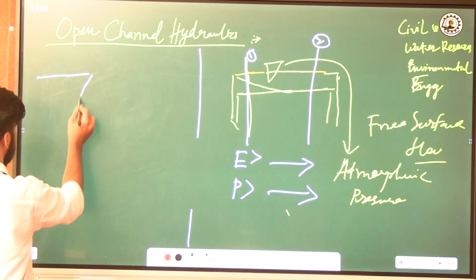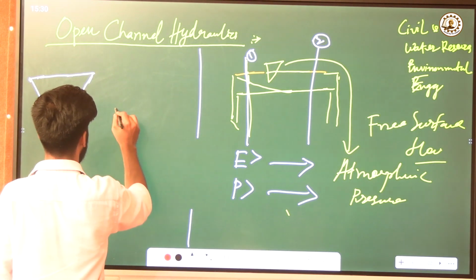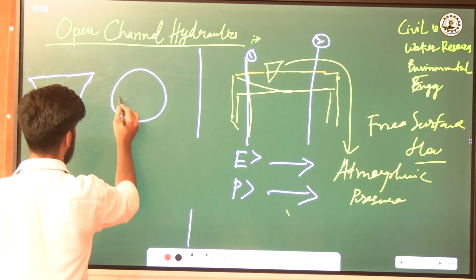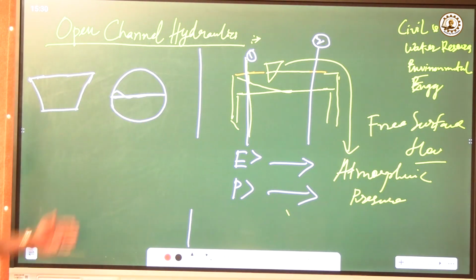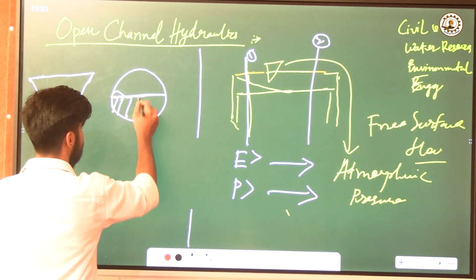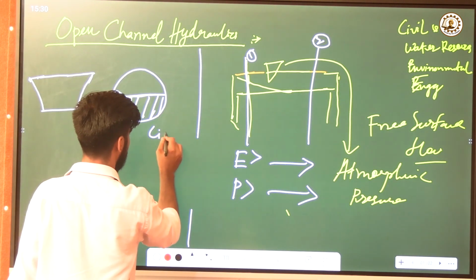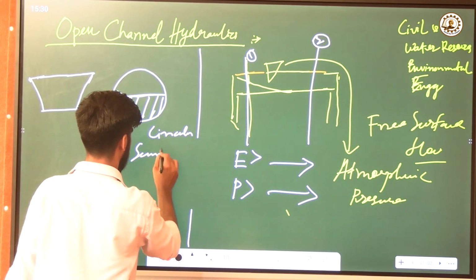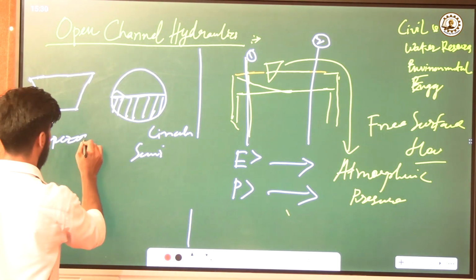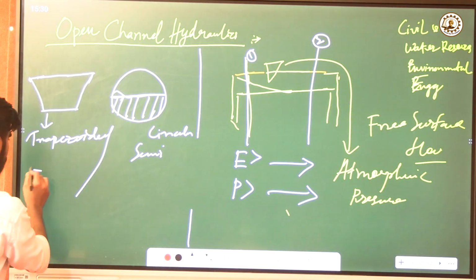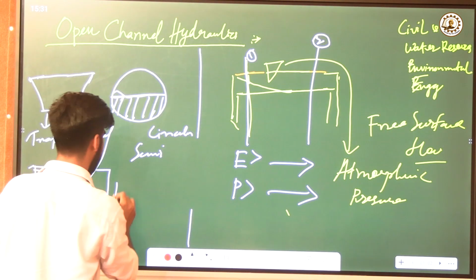Like as you can see, this is a trapezoidal channel. This is a circular channel. If the flow is something like this, the cross section of the flow is certain like this. I mean, this is the wetted value. Then this is a semicircular. This is a trapezoidal channel. And this is a proper rectangular channel.